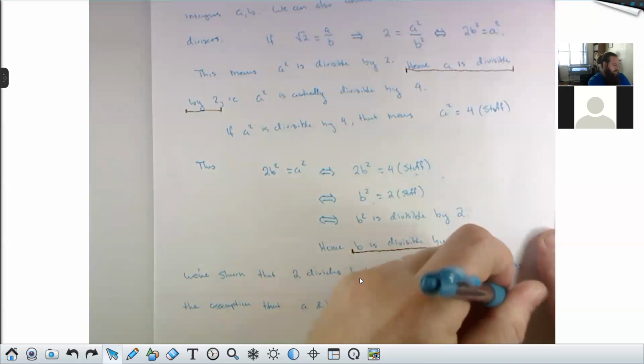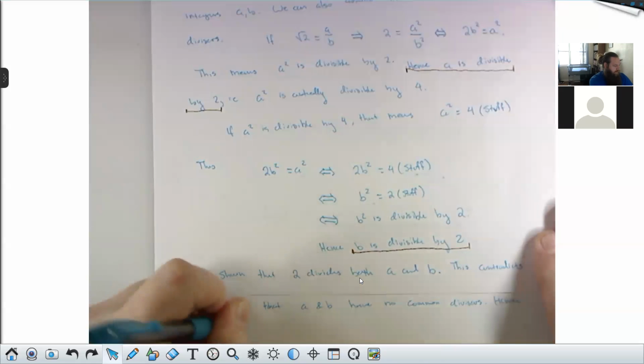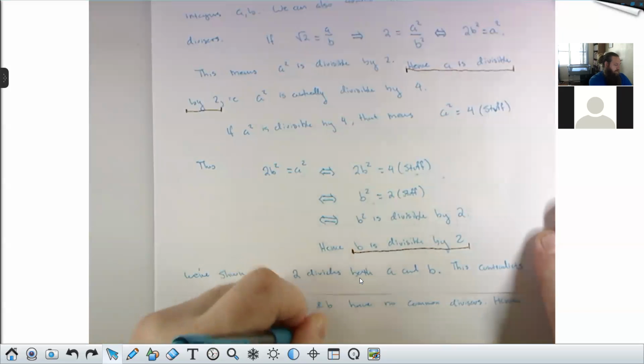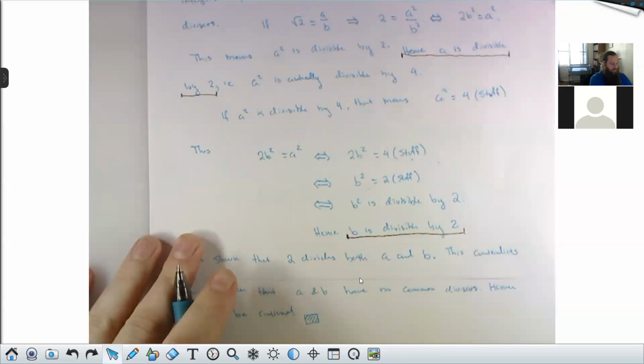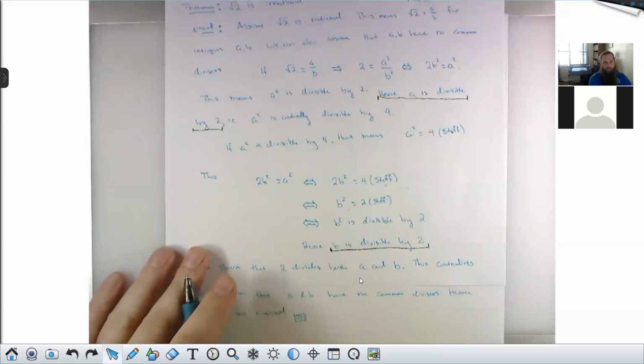Hence, square root of 2 can't be rational. And that is the end of the proof. So any rational number can be written in lowest terms.